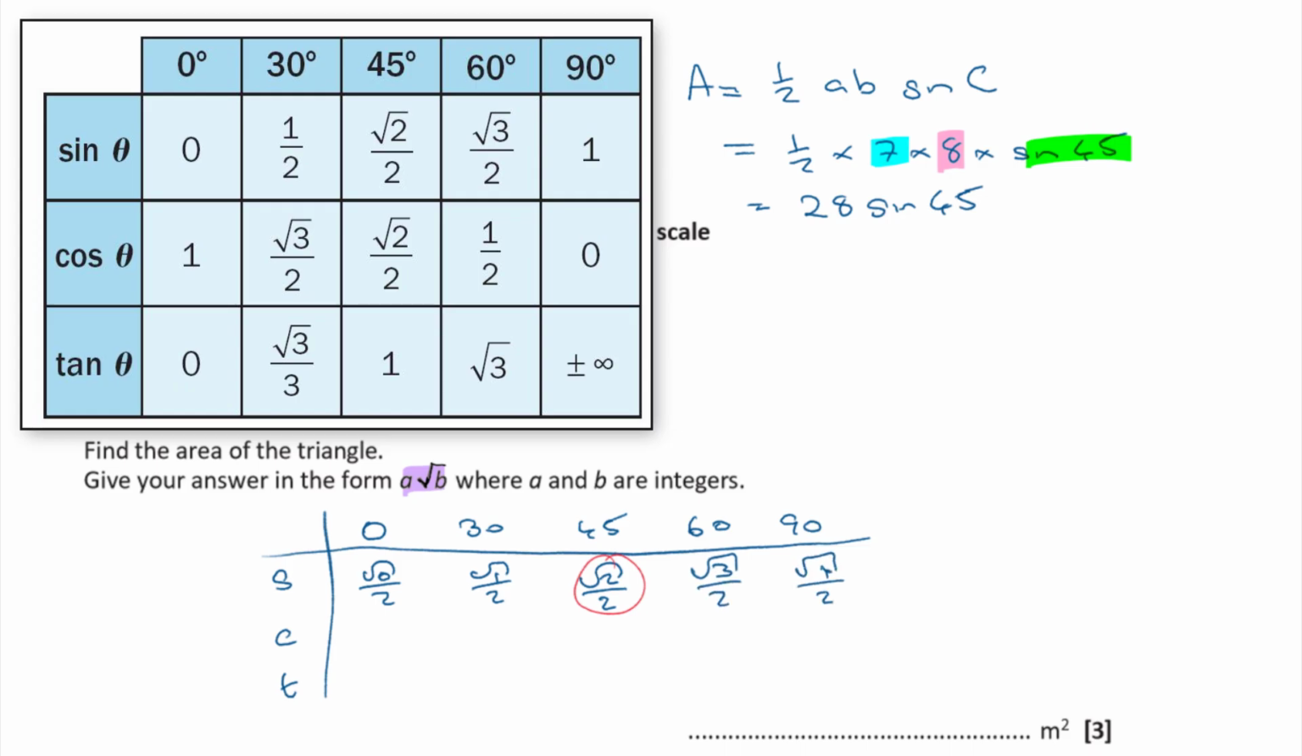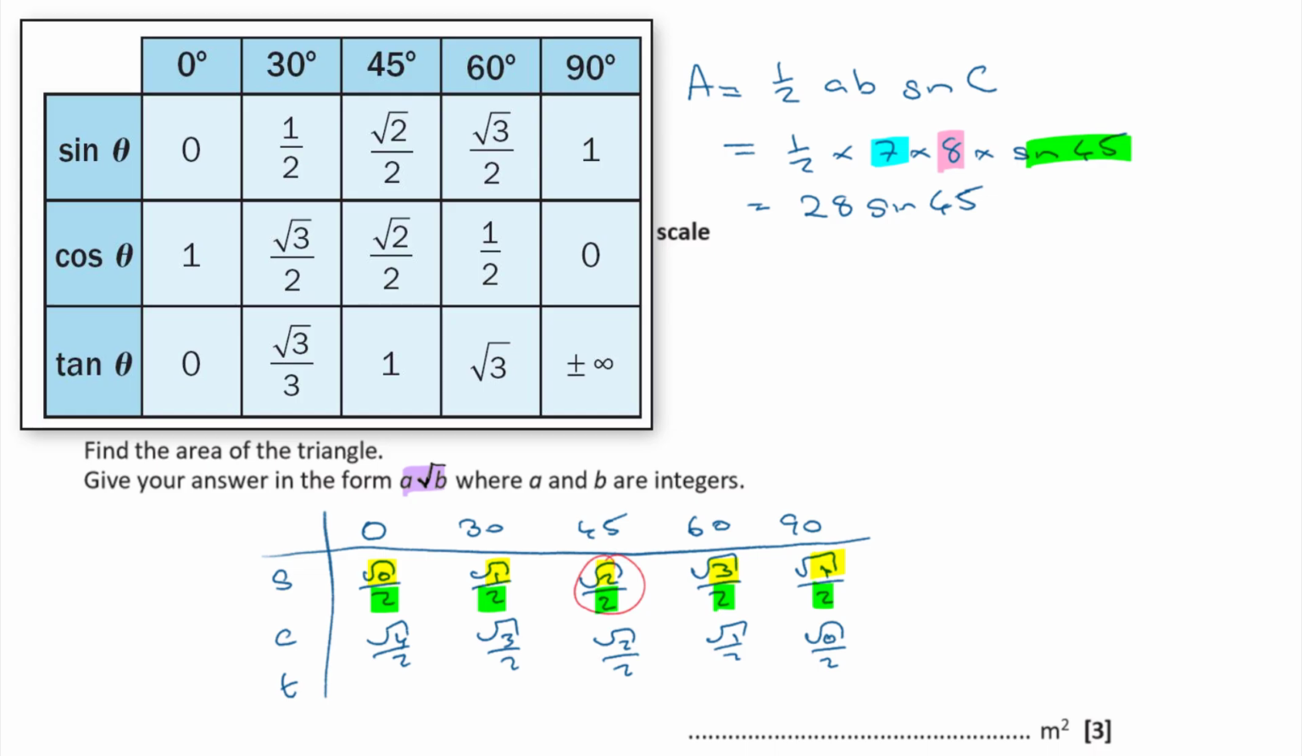Notice that the numerators are all going up by 1, aren't they? Root 0, root 1, root 2, root 3, root 4. That's not really hard to remember. And the numbers on the bottom are all 2s. Okay? Now, for cos, they just go the other way around. So you write the same thing down but backwards: root 4 over 2, root 3 over 2, root 2 over 2, root 1 over 2, root 0 over 2.